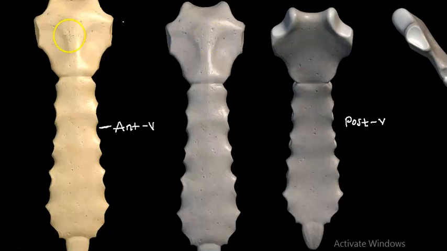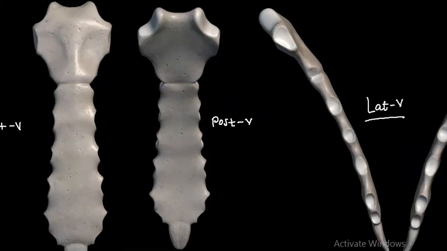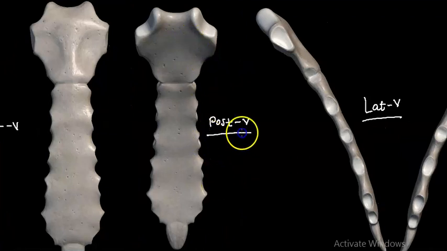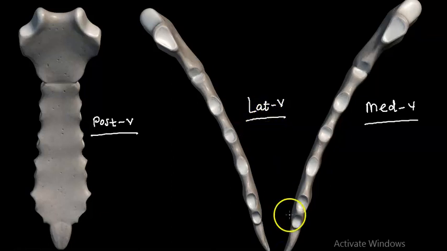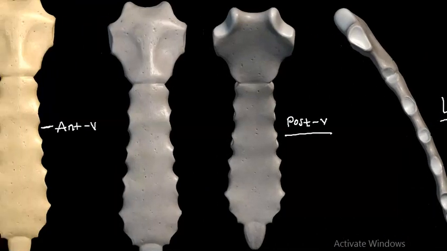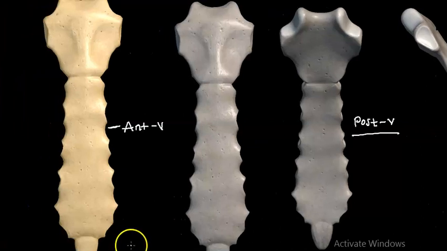What I have here on the screen is a typical structure of the sternum, but in different views. The first one is the anterior view. The second one is also an anterior view of the sternum, and this is the posterior view of the sternum, and the LAT is the lateral view of the sternum, and this is the medial view of the sternum. What do you understand by the word sternum?